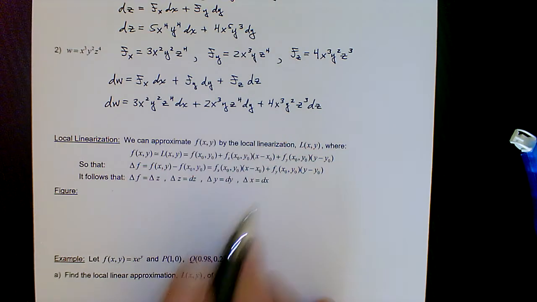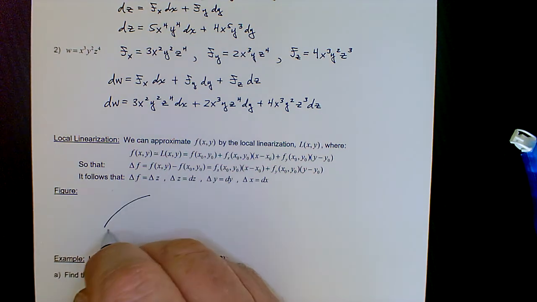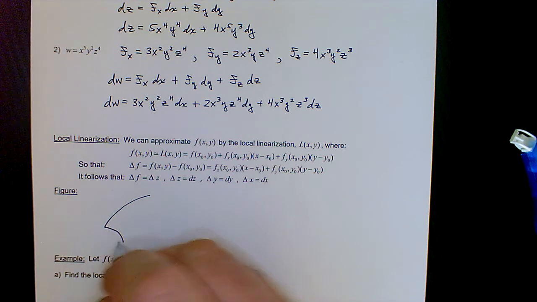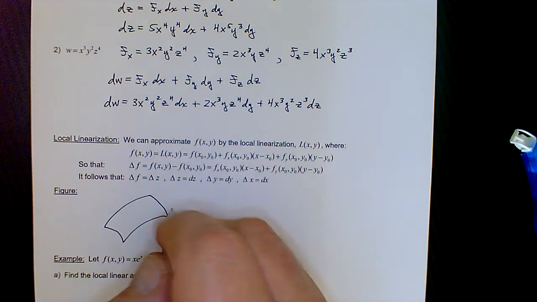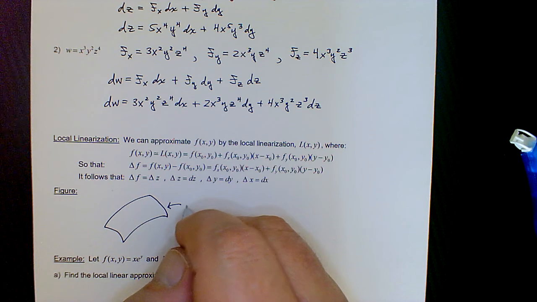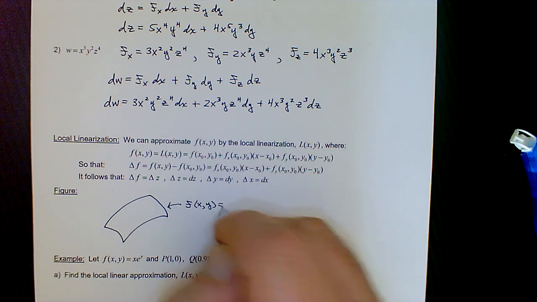So an interpretation of the idea is that you have some surface, let's say this is my surface, and I call that surface f of x, y.